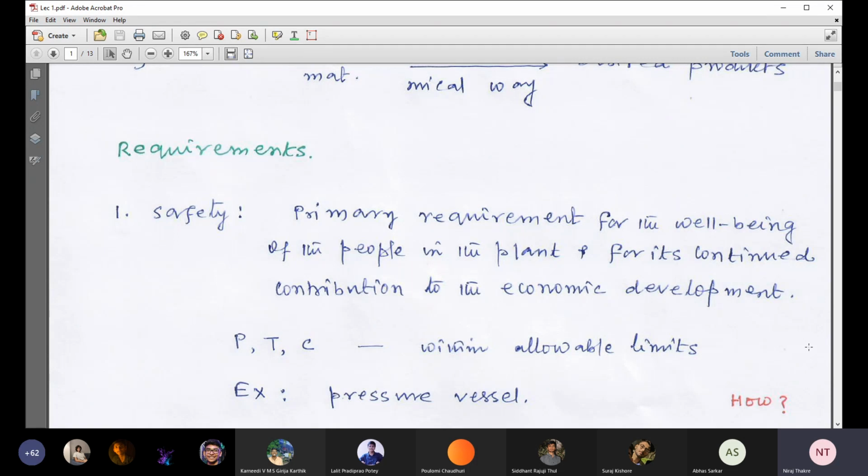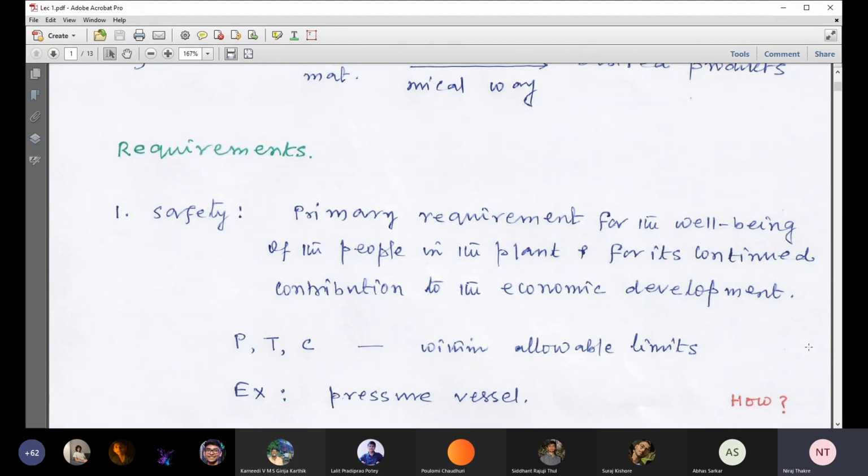Now the question is, what happens if the pressure exceeds 100 atmosphere? Anyone can give the answer? The design pressure of the pressure vessel is 100 atmosphere. This is the maximum allowable pressure. Now suddenly the pressure exceeds 100 atmosphere. What happens in that case? It can explode. Yes, exactly. So we need to operate the pressure vessel always below the design pressure.